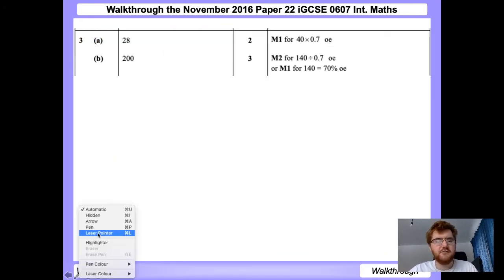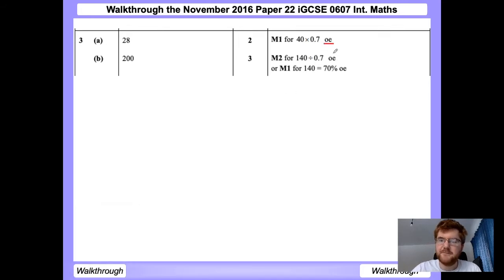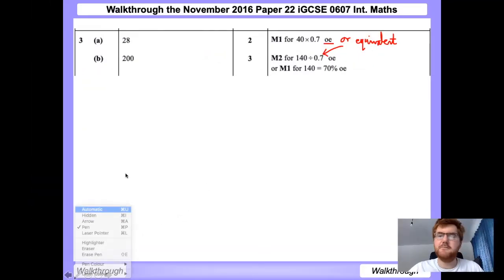This is important to realise if you do this exam, and that stands for or equivalent, i.e. the calculation I did in 2 steps rather than 1 is equivalent to this one here, is equivalent to dividing by 0.7. It's the same calculation. So whenever you see OE, you can use a different method, but as long as you're doing the same mathematical operation. Okay, let's keep moving on through.